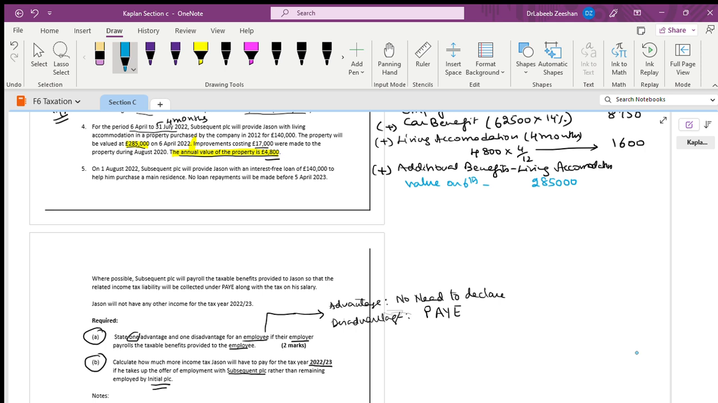The improvement costing 17,000 is not going to add to the value of the asset. Even so, we have to mention it. We should not take the amount of improvement into consideration. Improvements are not part of the assessment. How much is there? We have to mention 0.